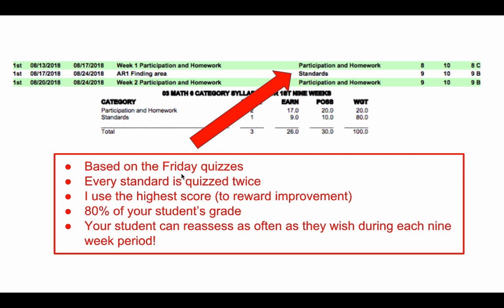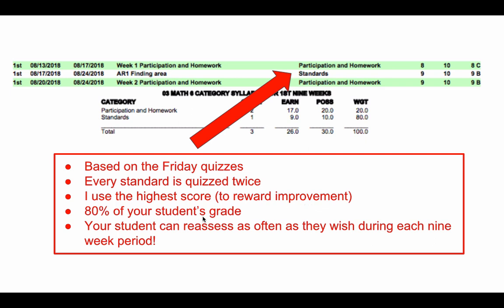The other type of grade I give are the standards. The standards are based off the Friday quizzes. Every standard is quizzed twice. So for example, AR1 was our first standard, finding area, and I've given a quiz on that twice. I use the highest score. So if your student scored poorly on the first quiz but did much better the second week, then to reward their improvement, I use their highest score.